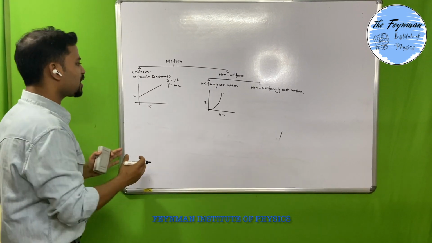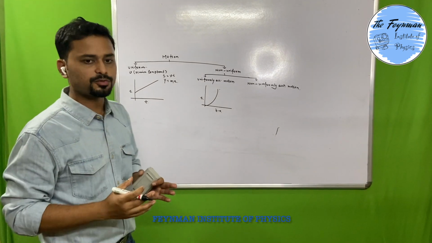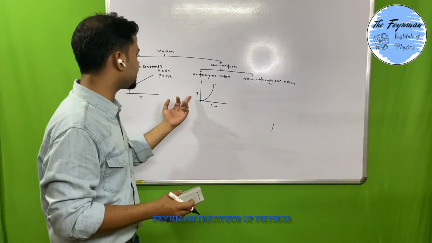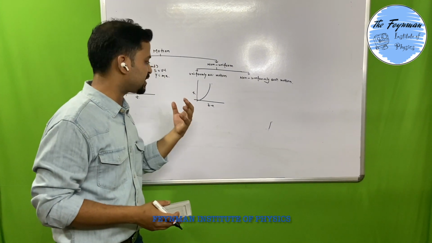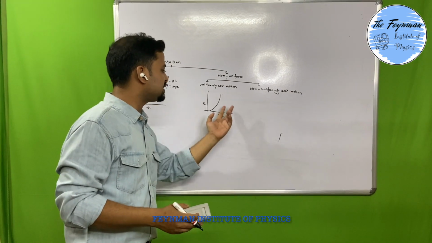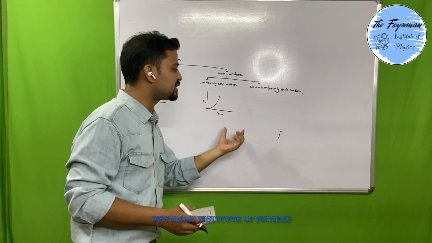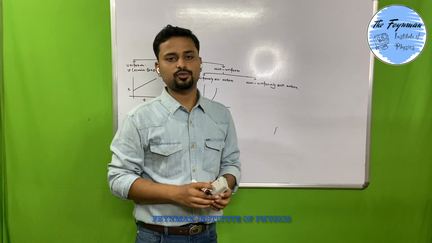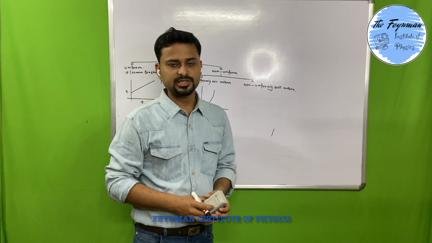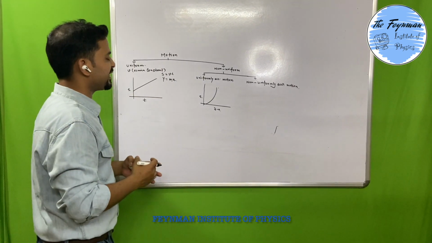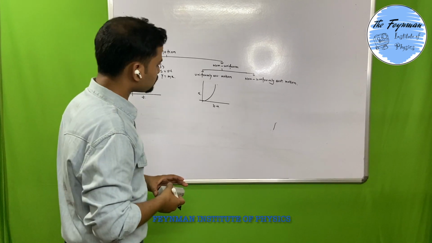So graphs are actually very useful for comparing data. Here we are comparing S versus T. We are seeing the change in S with respect to T, and we can use this graph to identify the motion by just looking at it. So this is the advantage of using a graph.